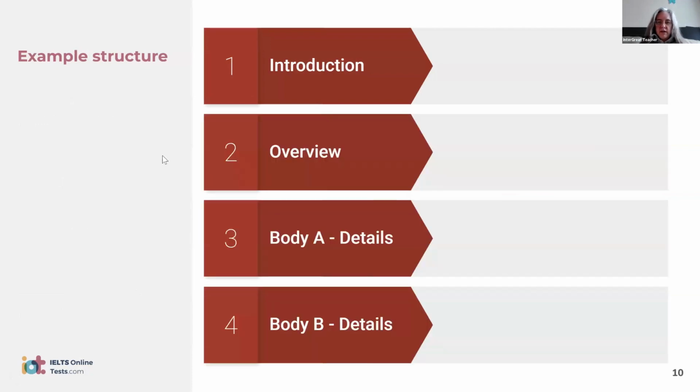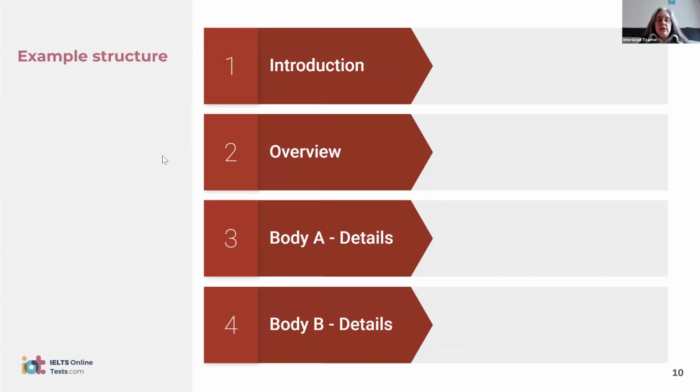So here we've got an overview of the structure. There are 3 sections that you need to have in your response to academic IELTS writing task 1. The first section is the introduction. Okay, so that's 1 paragraph. The second section is the general overview. So that is the 2nd paragraph. Okay, so that's a separate paragraph to the introduction. And then the 3rd section is the main body.